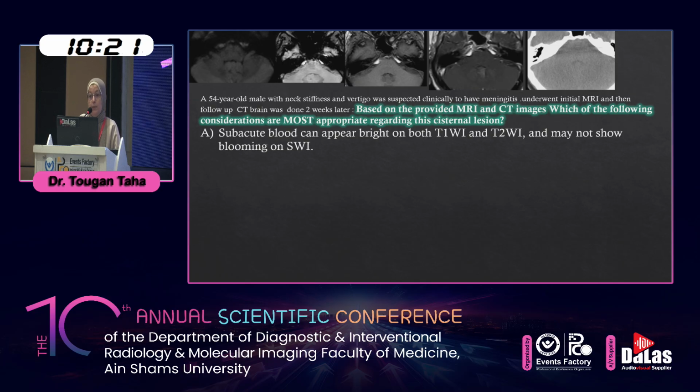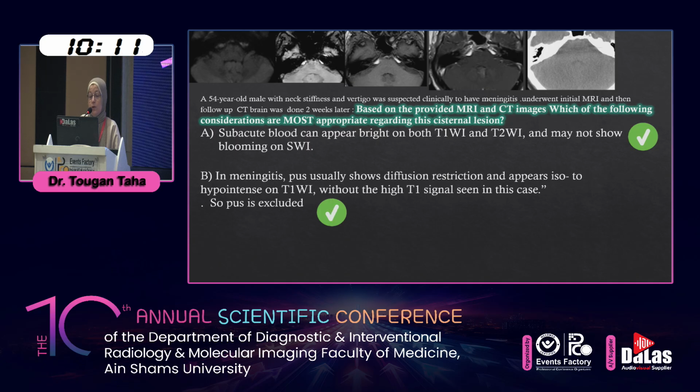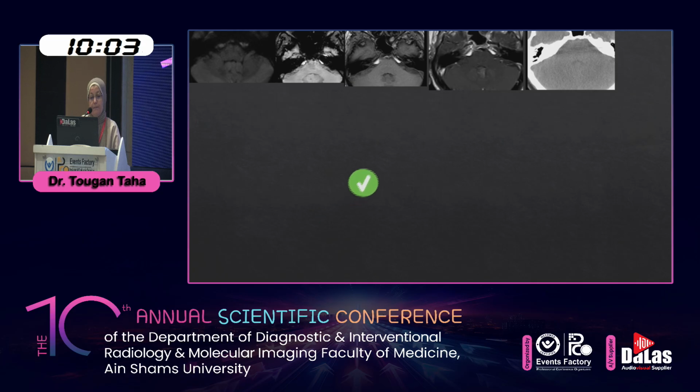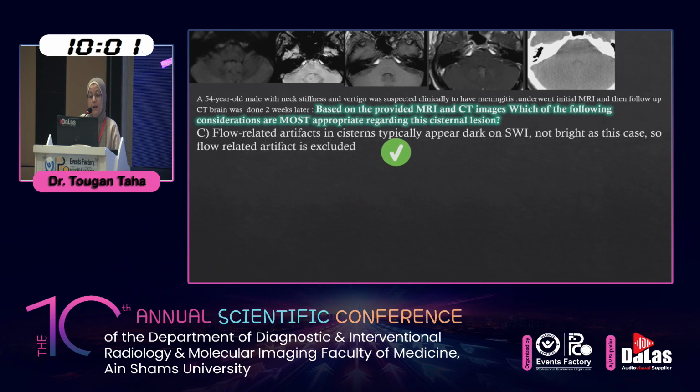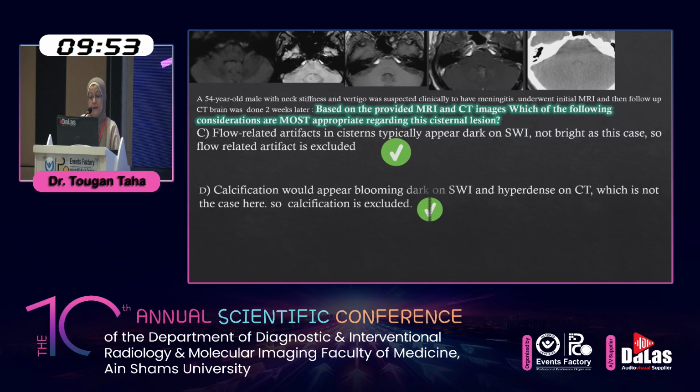This is subacute blood that can appear bright on T1, T2 and not show blooming on SWI. This is correct. Pus was excluded in this case as it is iso or low and not high as seen in this patient. Flow related artifact also was excluded as it should be dark on SWI and not high in this case. Calcification also was excluded. It should bloom and it should be hyperdense on CT.